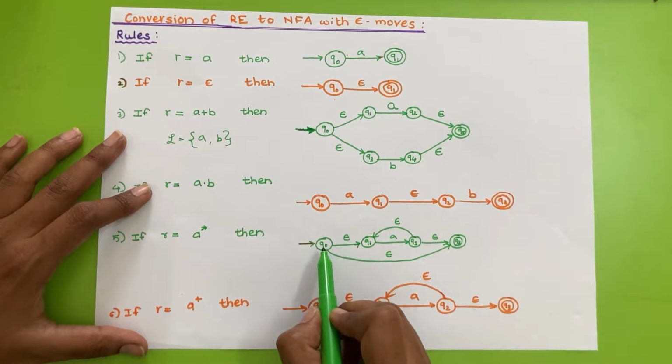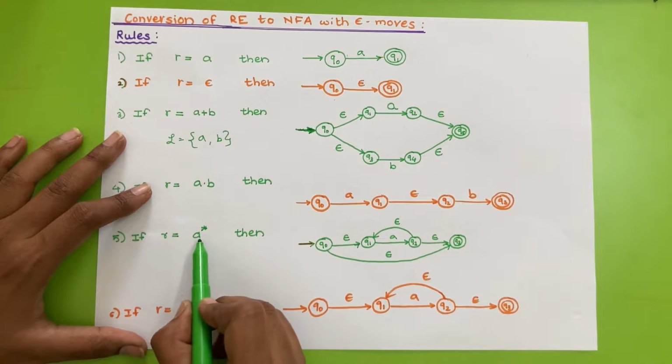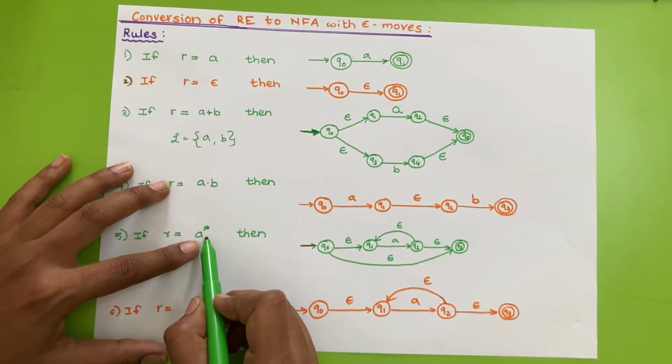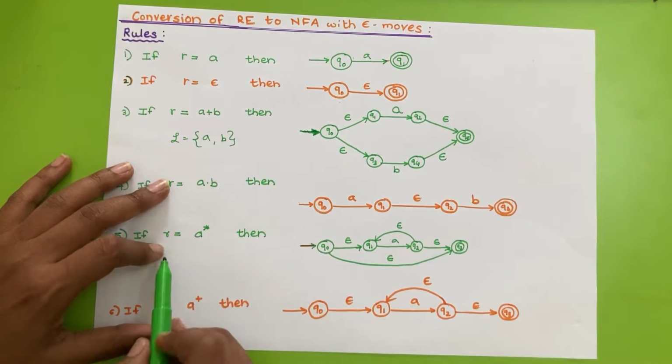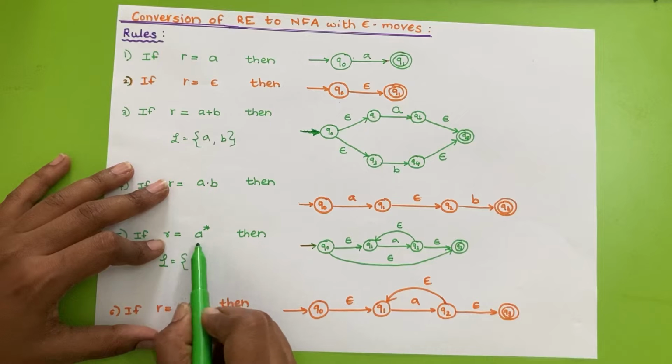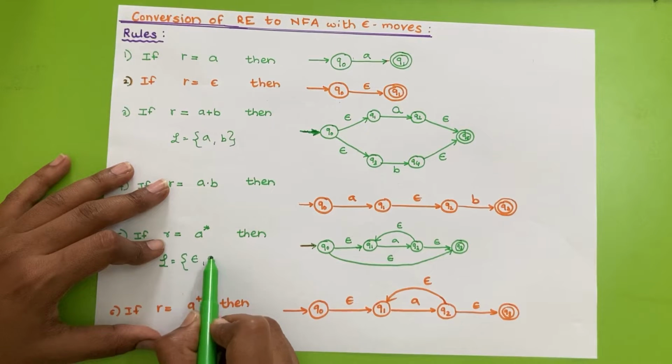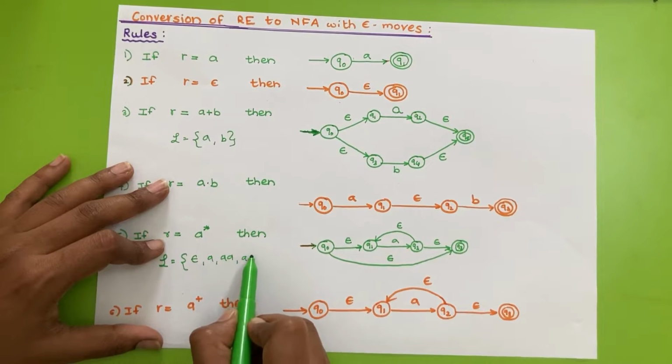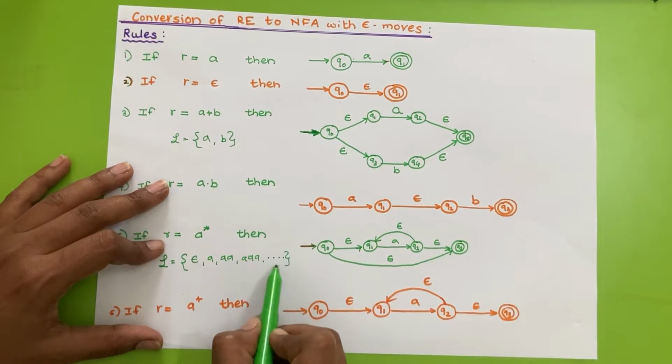So the first string of this language will be empty, then A, then double A, then three times A, and it will go on repeating.